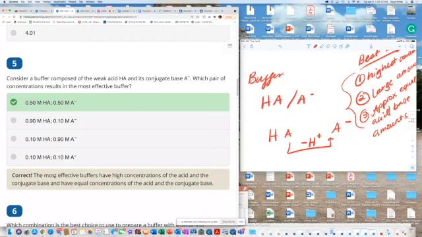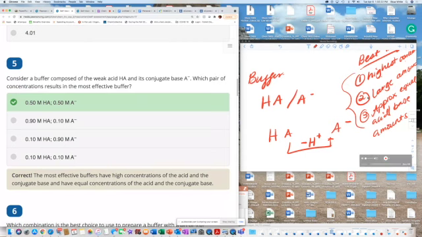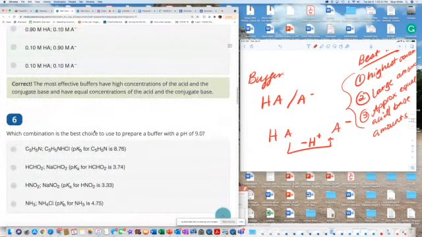Right. So correct. The most effective buffers have high concentration of the acid and the conjugate base, and then they have equal concentration of the acid and the conjugate base, if possible. And of course, you want to have large amounts, which kind of goes with concentration too. They didn't bring that one in the equation or the question.